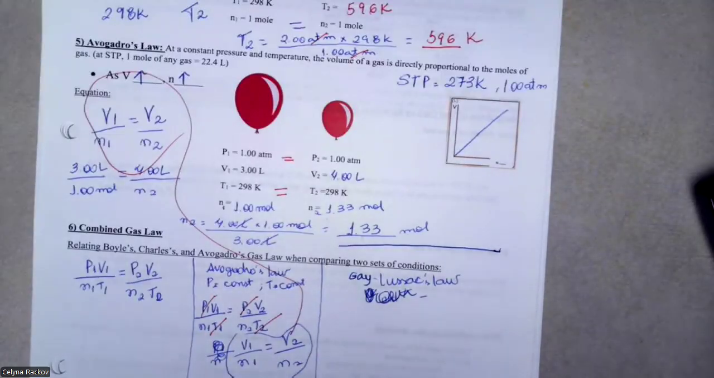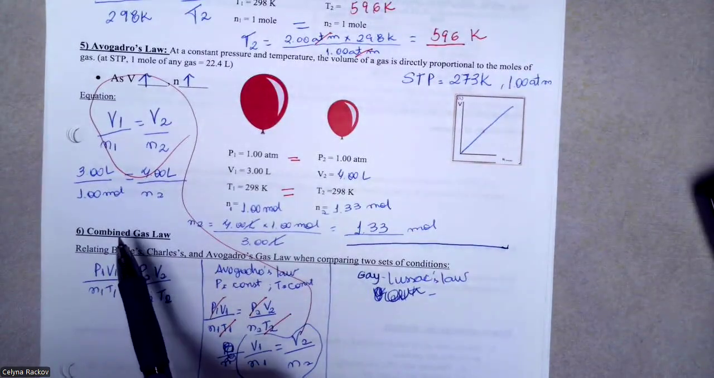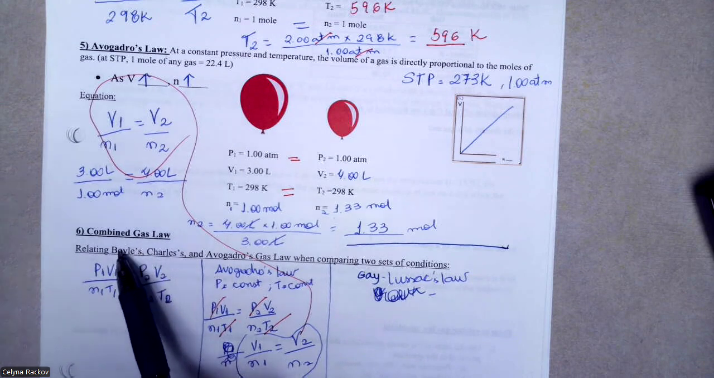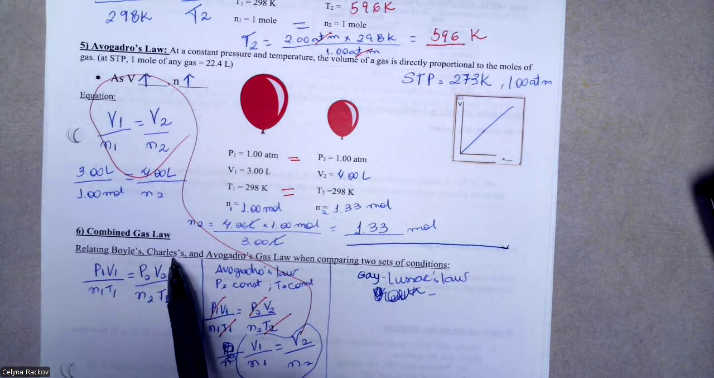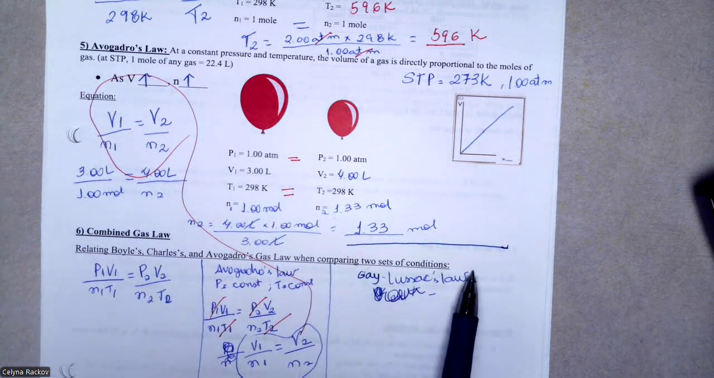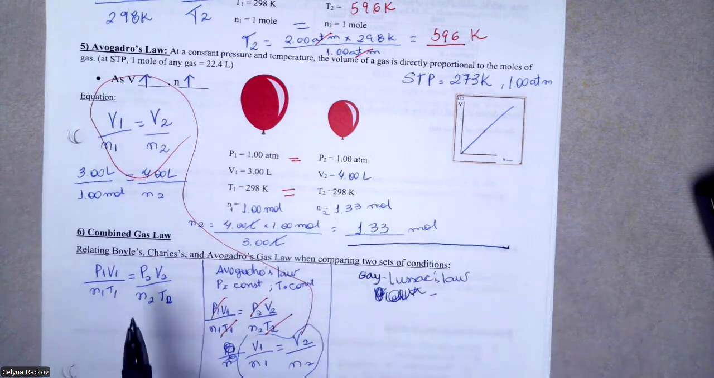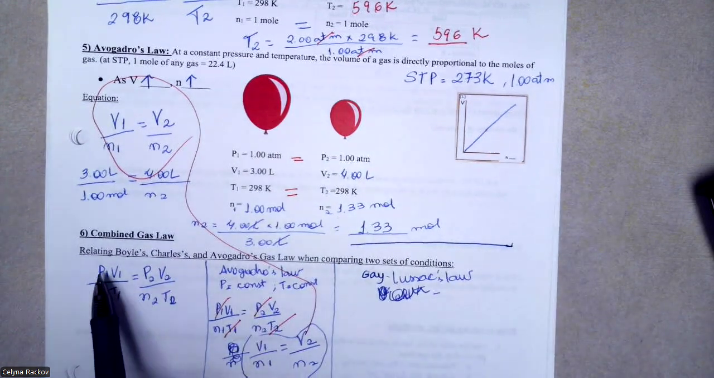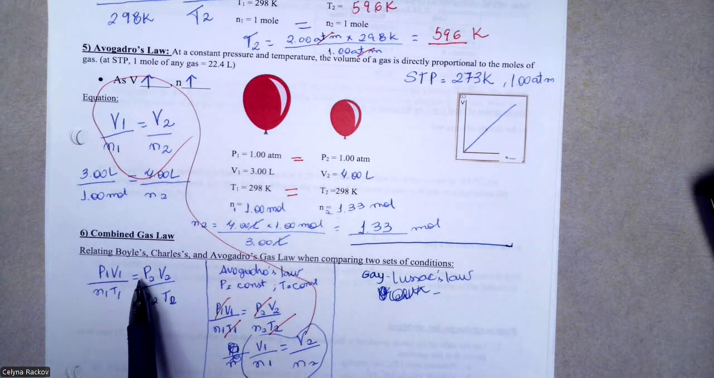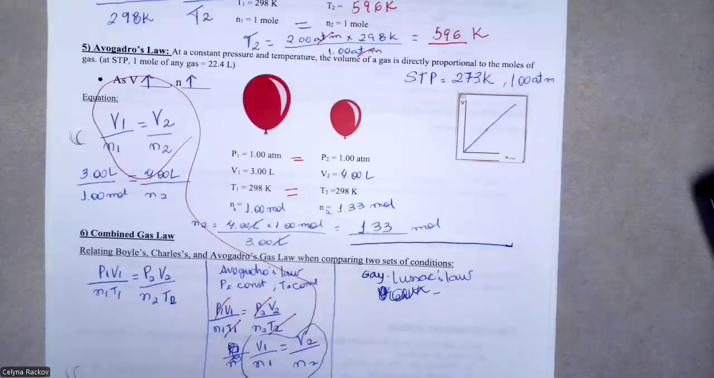Third one, so here, gases, right? The next topic here, combined gas law, relating Boyle's, Charles, and Avogadro's law when comparing two sets of conditions, the initial and final condition. The combined gas law is P1 V1 divided by N1 T1 equal to P2 V2 divided by N2 T2. So we have here two sets of conditions, right?